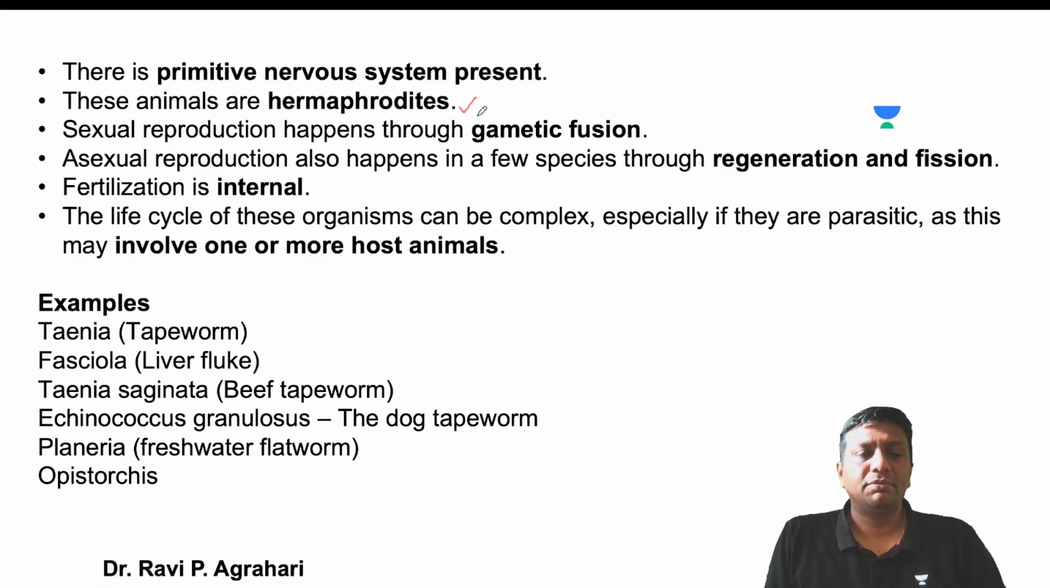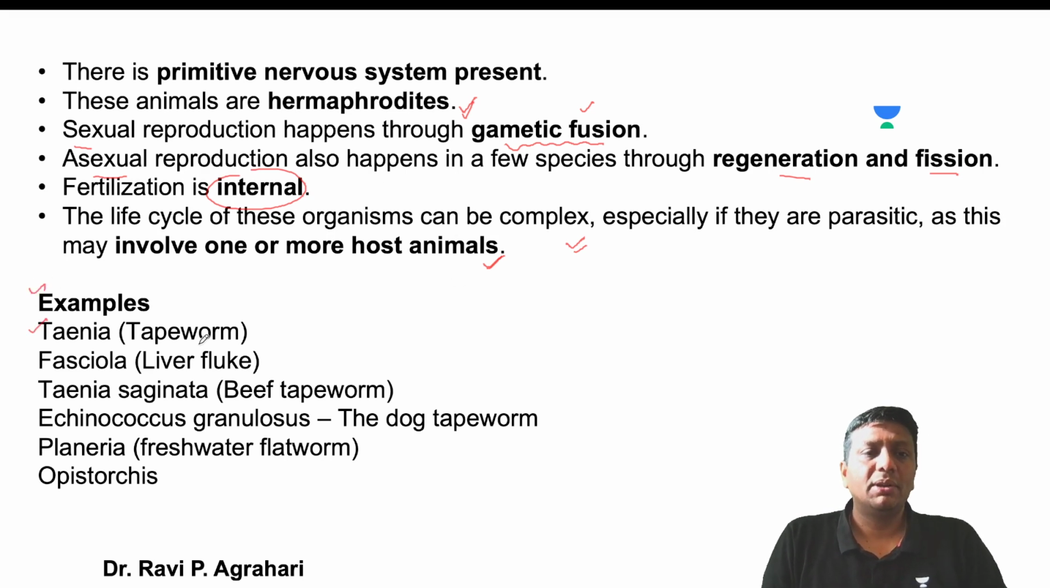The animals are hermaphrodites, bisexual, male and female reproductive parts both are available here. They have gametic fusion, so male gamete and female gamete form the sexual reproduction. Asexual reproduction is performed through regeneration or fission. Fertilization is internal, not external. And the life cycle of all these organisms can be complex. They are parasitic, as they may involve one or more host animals. The life cycle is performed in more than one host.